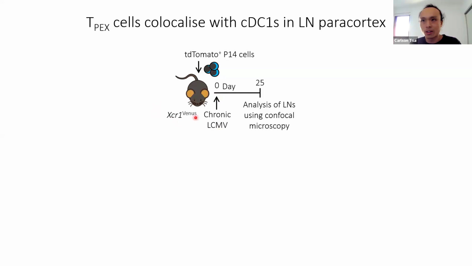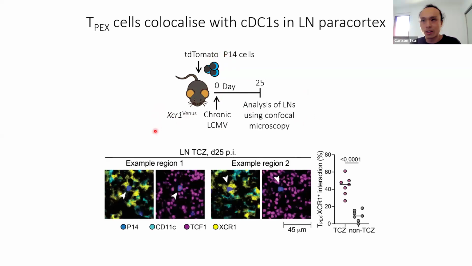Using an XCR1 cDC1 reporter mouse model in combination with reporter P14 cells, we conducted confocal microscopy of the lymph nodes, and we found indeed that TPEX cells in the lymph node paracortex, within the T cell zone, are found in frequent close proximity with cDC1s. These are two examples, and this interaction is much less likely if you move away from the T cell zone.